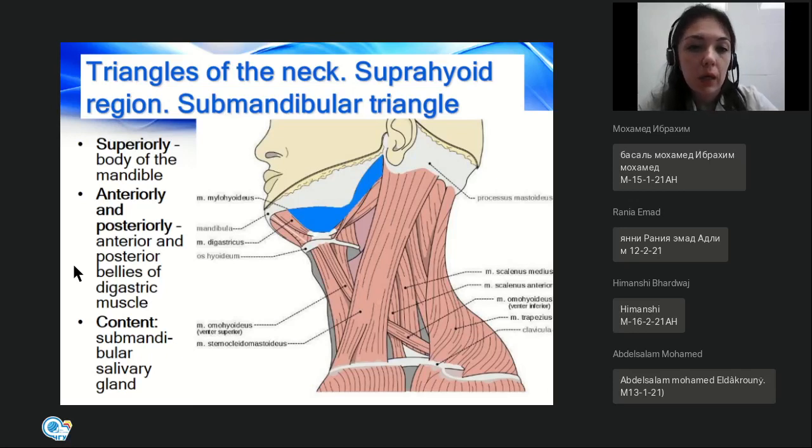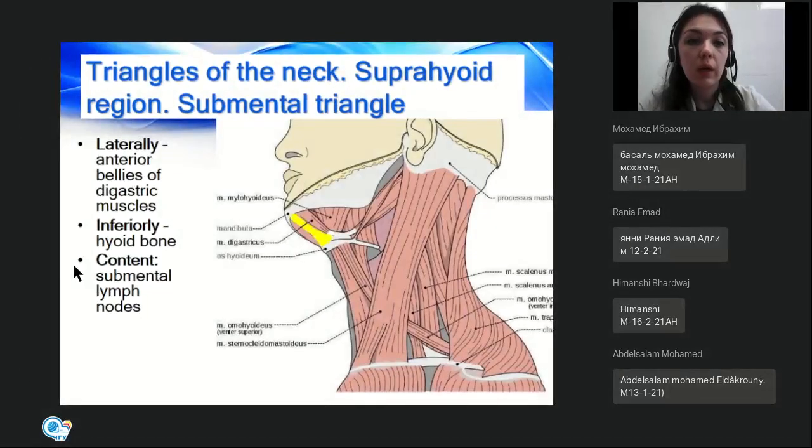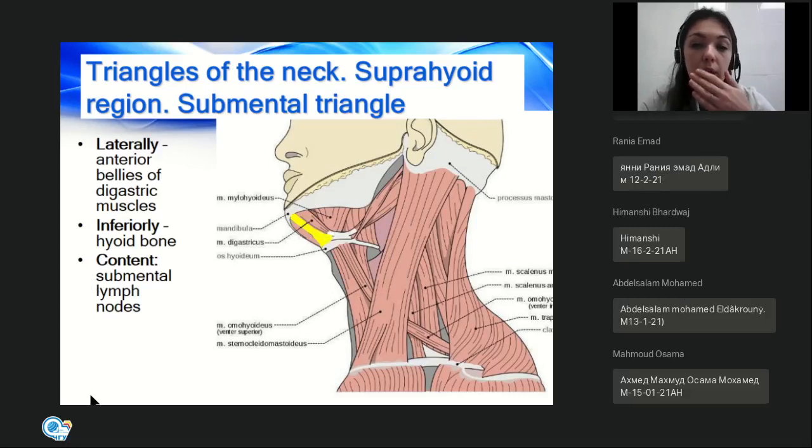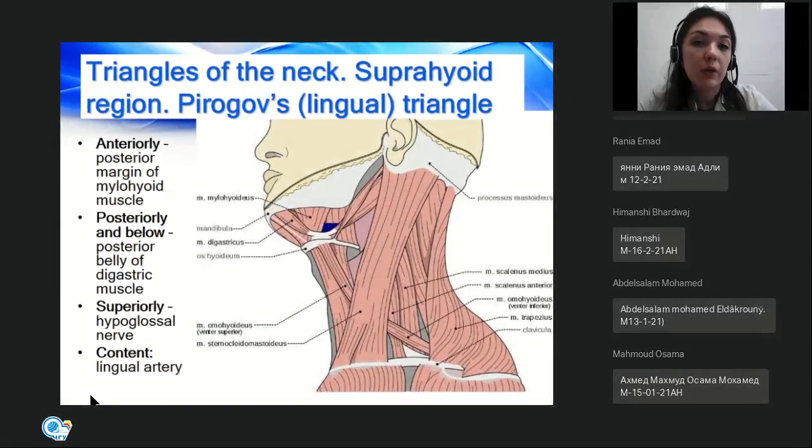The other triangle, and it is the only unpaired triangle of the neck, is the submental triangle, trigonum submentale. Laterally, it is bounded by the anterior bellies of the digastric muscles. And inferiorly, there is the hyoid bone. The content of this triangle is the submental lymph nodes. And here, in the suprahyoid region, there is one more very small triangle, but it is very clinically relevant. It is Pirogov's or lingual triangle.